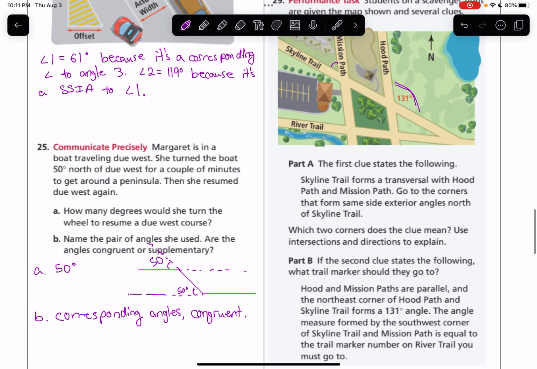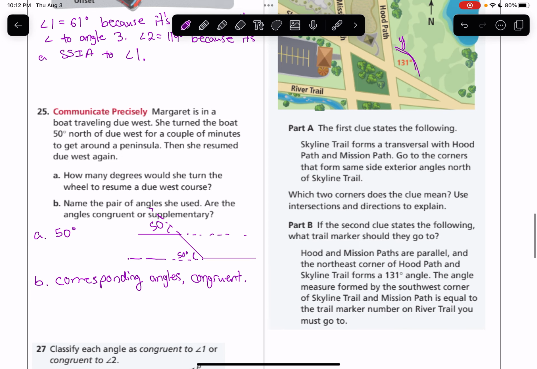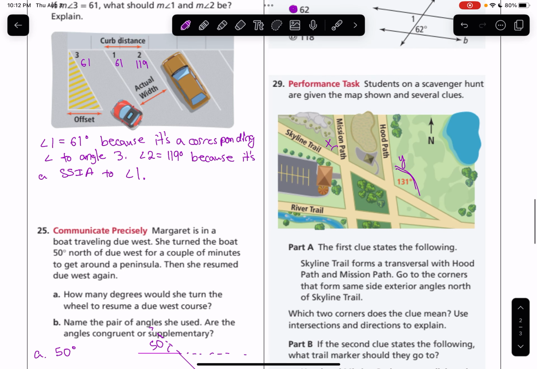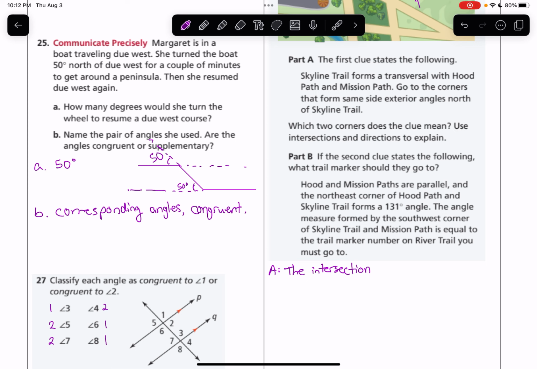So we can draw them. But maybe we should say this is X and this is Y, okay? So for part A, when it says which two corners does the clue mean, we can say they are the intersection, and we've got to use some directions here. Look, we've got north, south, east, west. So this X is on the northwest corner of Mission Path and Skyline Trail. It's in the northwest corner.